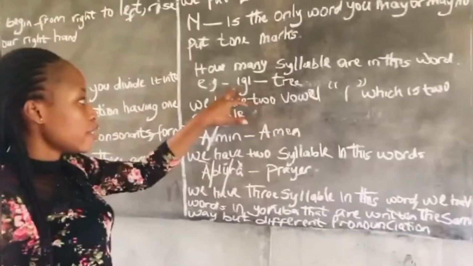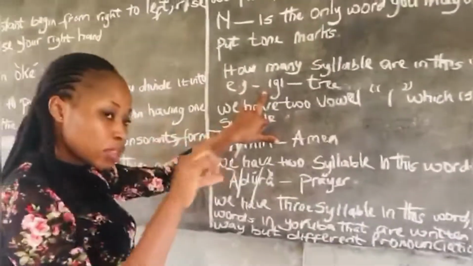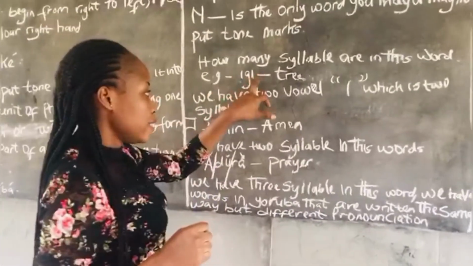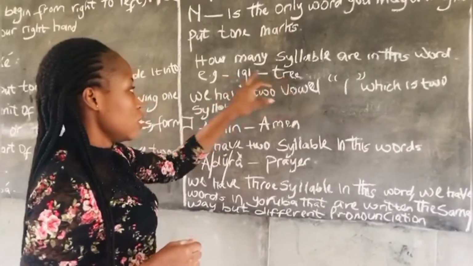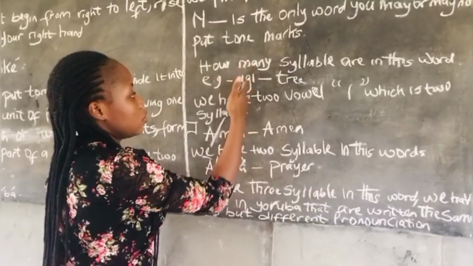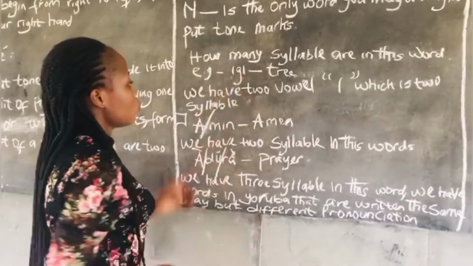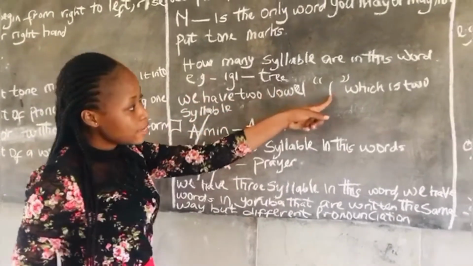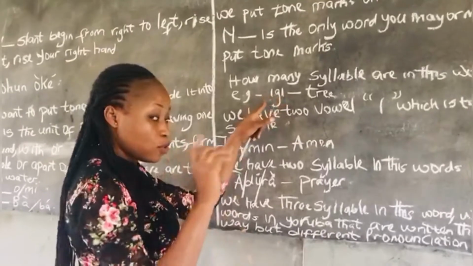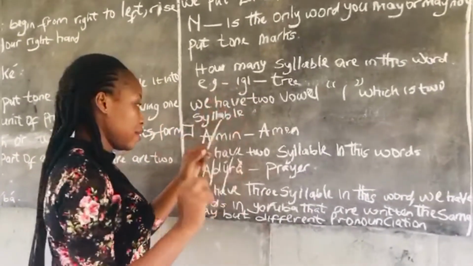3. Igi, rere. I told us that you put the tone mark on the vowels that are there. So igi, that's 3. Then you divide it into igi. So we have 2 vowel sounds, that's I, which is the 2 syllables that are there. I told us the vowel sound and the syllables that are there.